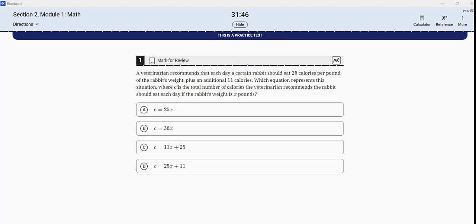So here's a linear question, and basically a rabbit should eat 25 calories per pound, which is 25x, plus an additional 11 calories. Which equation represents the situation where C is the total number of calories the vet recommends the rabbit should eat each day if the rabbit's weight is x pounds? So basically, we know this is the y-intercept, so it should be D. And should eat 25 calories per pound, this is the slope.